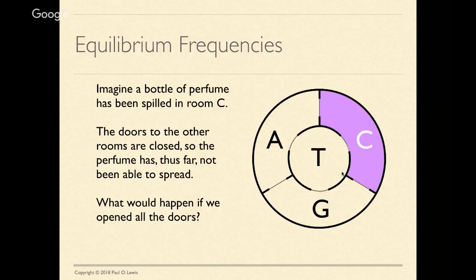Imagine a house with 4 rooms. Each room has 3 doors in which it communicates with all the other rooms. Don't ask me how you get into or out of this house. Now imagine that a bottle of perfume is broken in room C while all the doors are closed. The perfume quickly spreads throughout room C by diffusion.